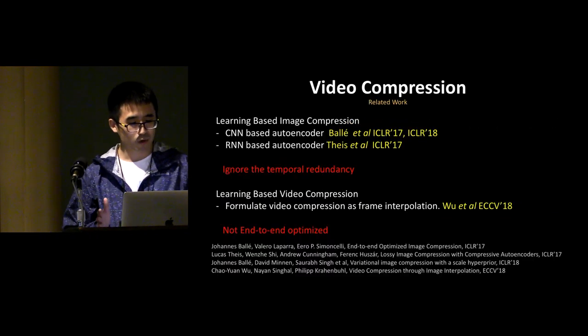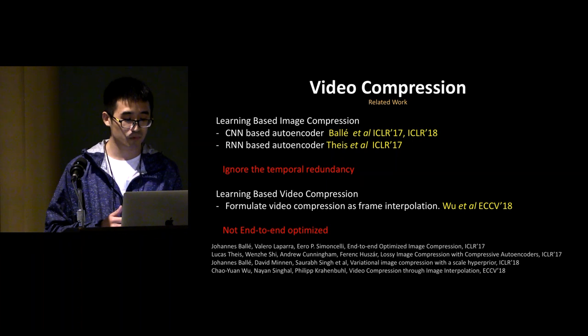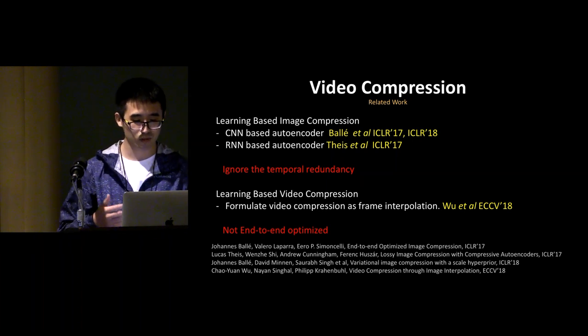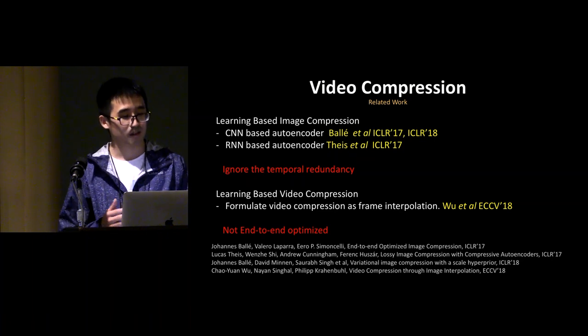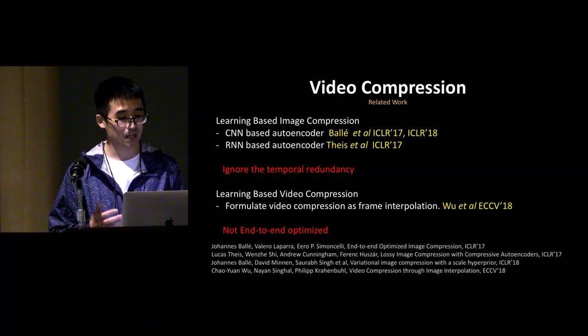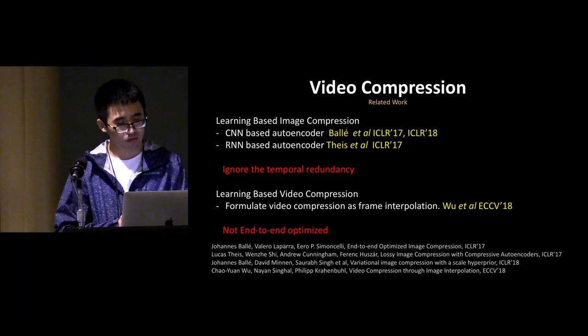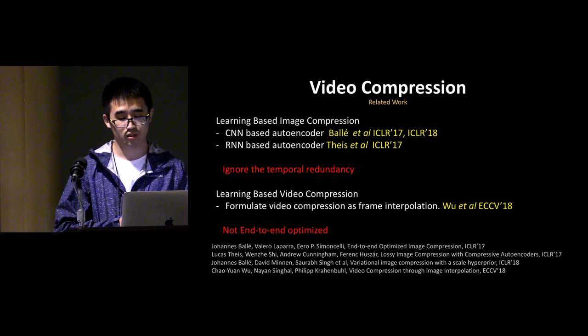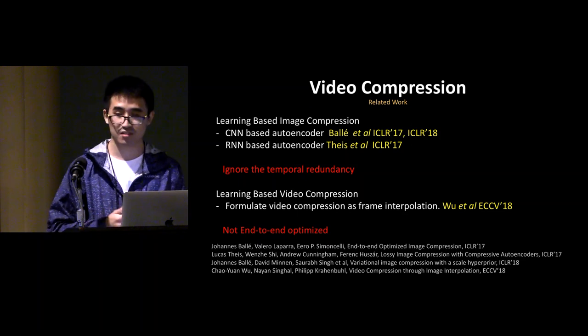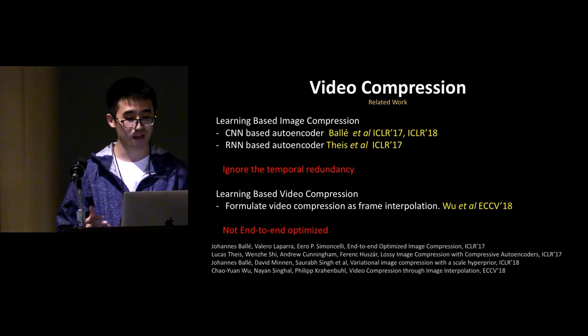There is already some related work on learning-based image compression. These methods use CNN or RNN to build an autoencoder to compress the image. However, these methods cannot be utilized to reduce the temporal redundancy. In ECCV 18, Chao proposed to formulate video compression as frame interpolation, but this method is not fully end-to-end optimized.